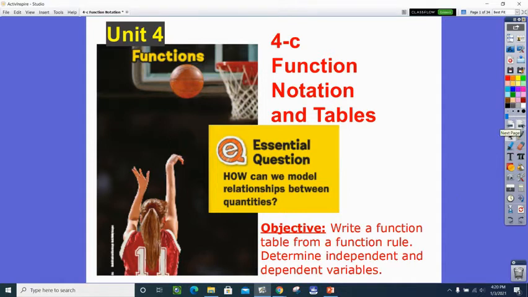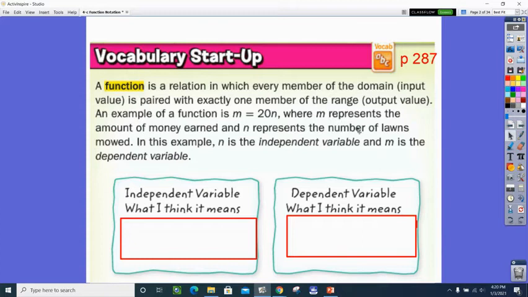So best attention. Remember that a function is a relation where every member of the domain is paired with exactly one member in the range. Now we've looked at mapping diagrams, graphs, and tables as to whether something is a function. And today we're going to see a function in the form of an equation. So this is another way to express a function. It's called a function rule.